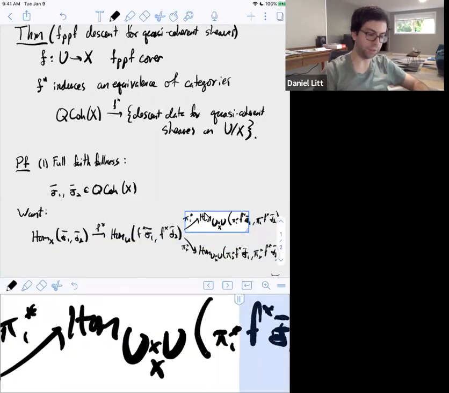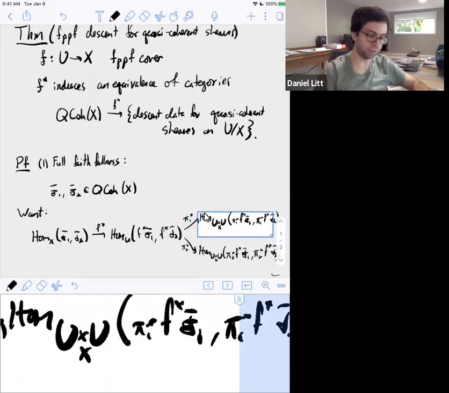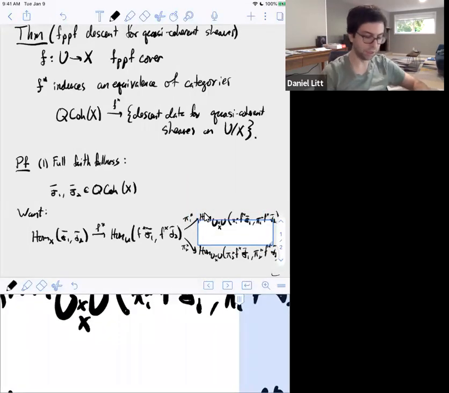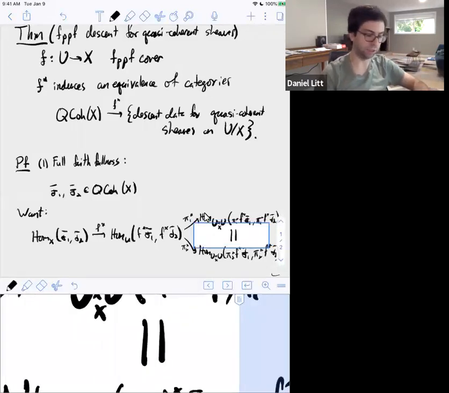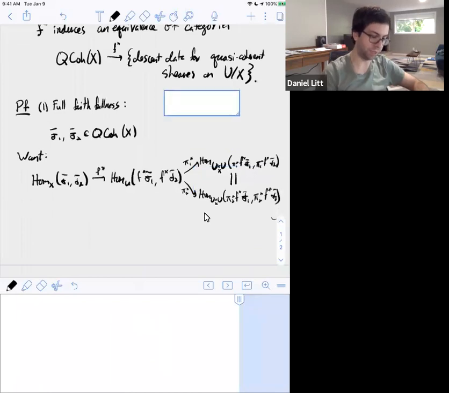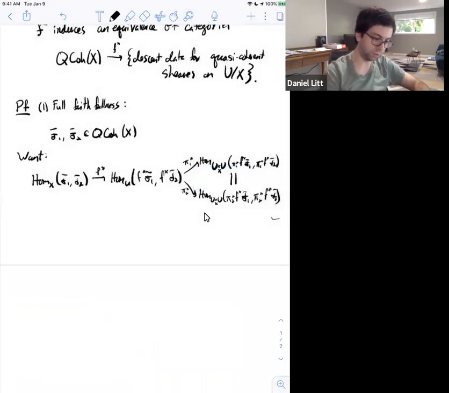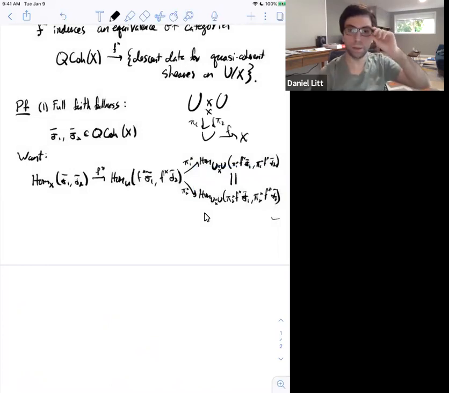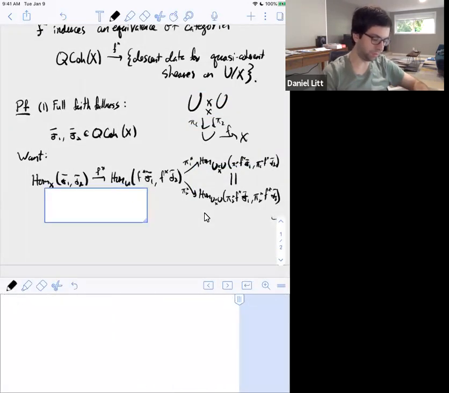And I said I wanted this to be an equalizer diagram. Right now that doesn't make sense because these are a priori different, but because f composed with pi 1 is the same as f composed with pi 2, these are actually canonically equal. And let me just draw the relevant diagram here so we can keep track of all the morphisms. So we have U cross U over X, that maps in two different ways to U, and that maps to X. So what do we want? We want this to be an equalizer diagram.